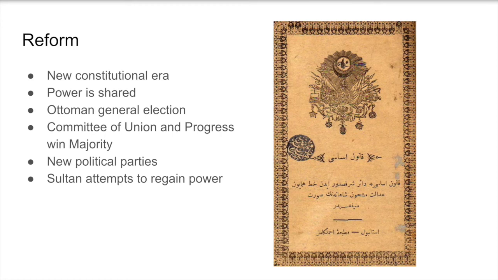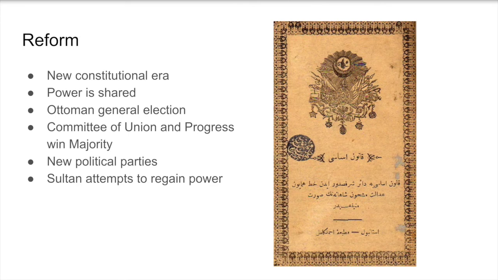The first Ottoman general election of the second constitutional era took place during November and December of 1908. The candidates backed by the Committee of Union and Progress won 60 seats in the parliament, winning a majority. After the democratization of the Ottoman Empire, new political parties that were once a secret during the absolute monarchy reign were able to become publicly vocal.